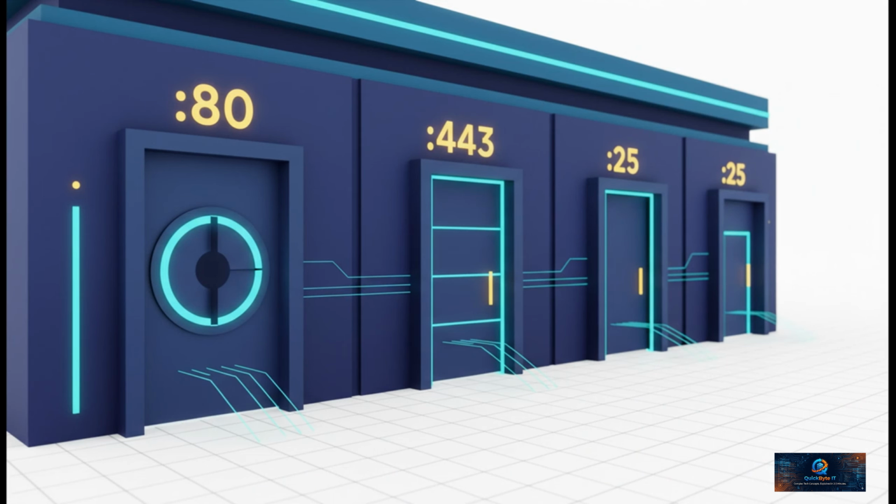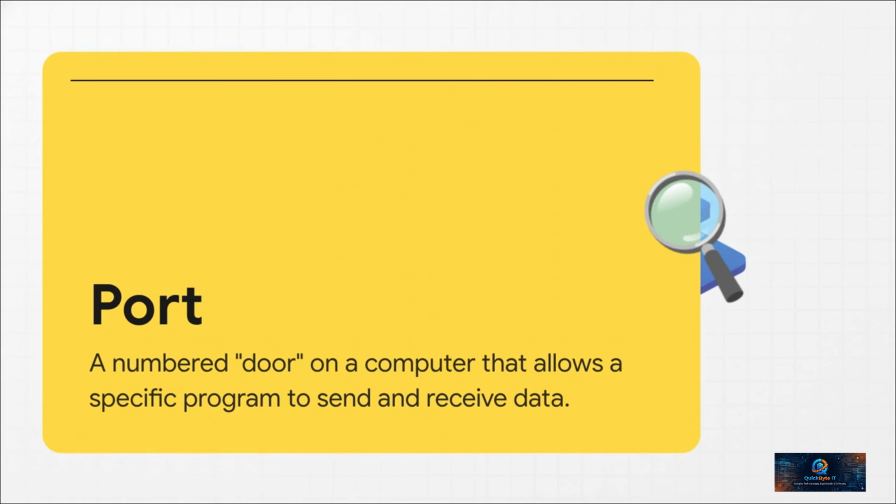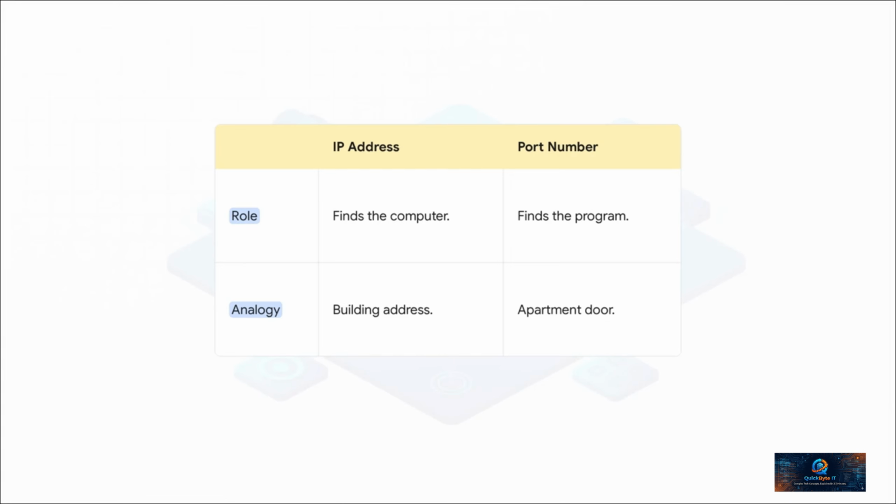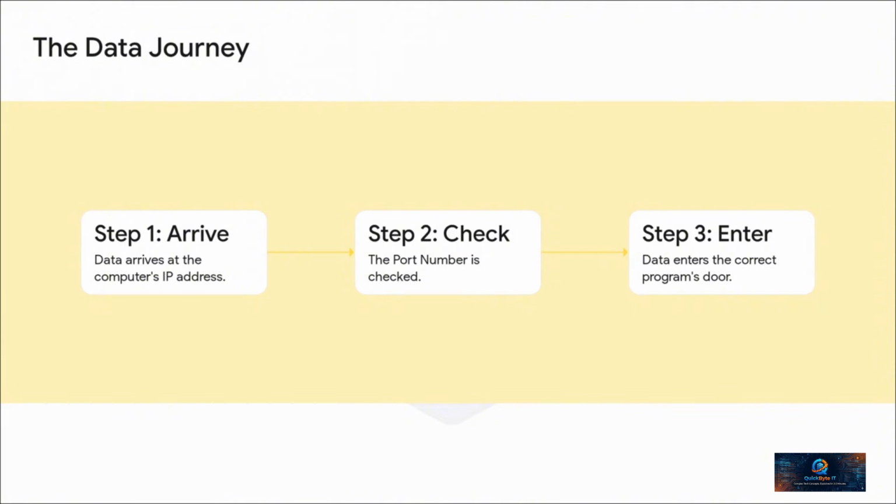Every single program gets its own unique numbered door. And in the tech world, we call that special little door a port. So the IP address finds the building, the port number finds the right apartment inside. It's a really slick system that makes sure information always ends up in the right place.